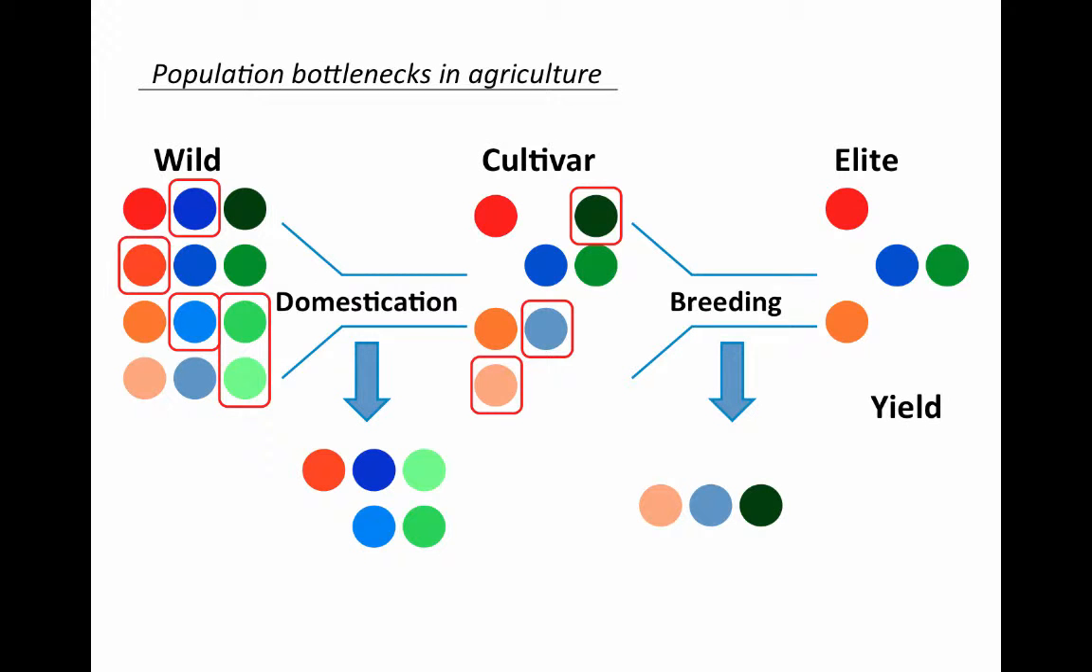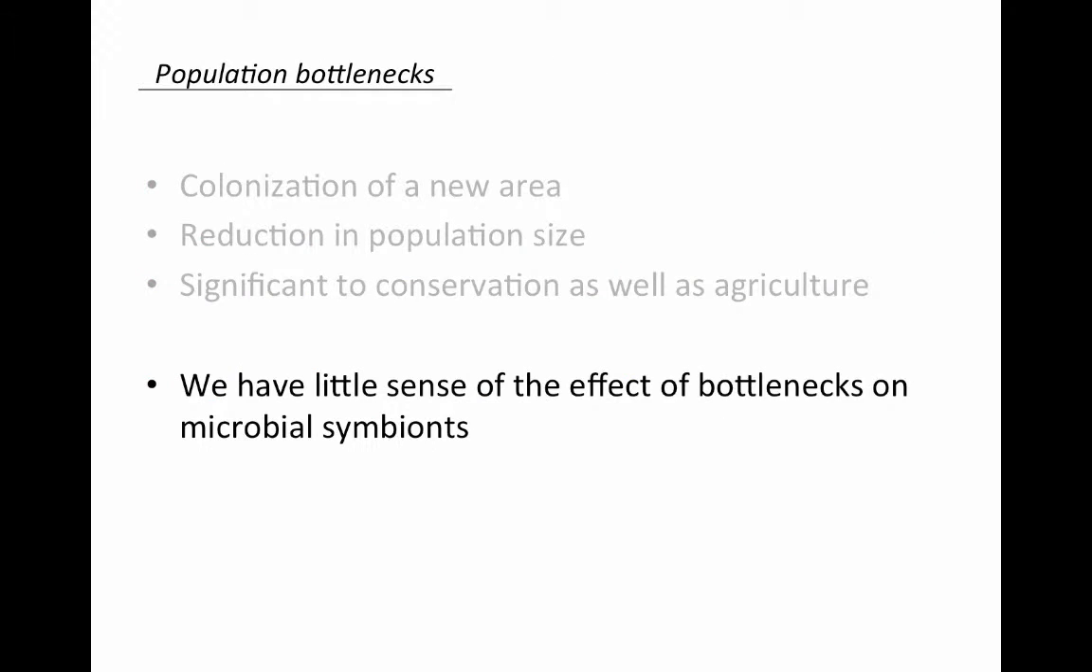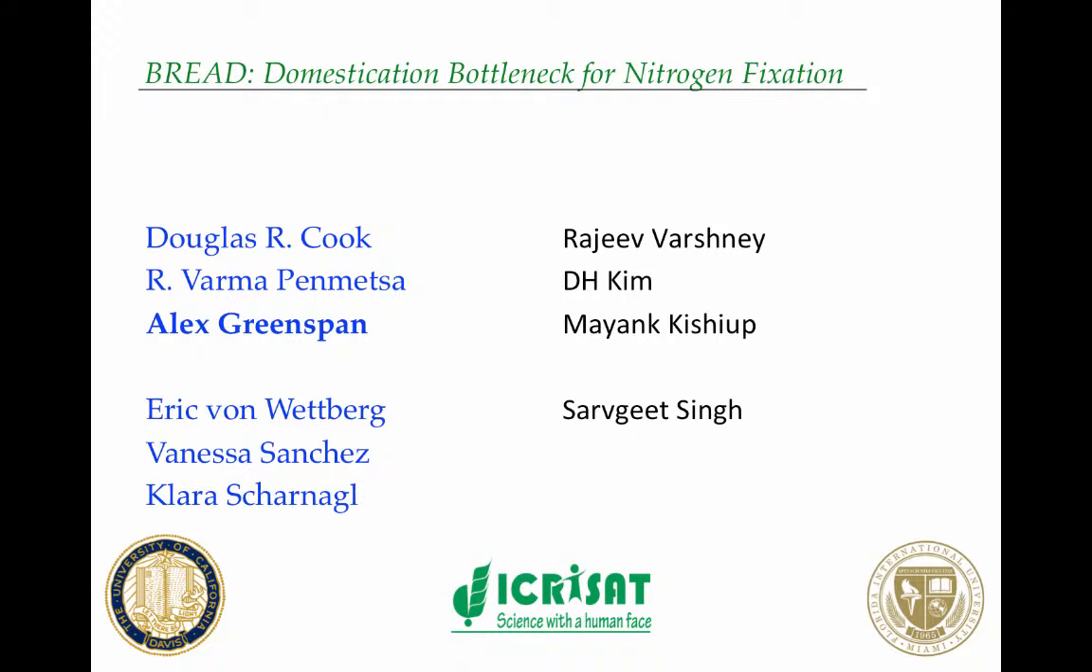So we can visualize this population bottleneck with some alleles being lost from the wild as it's turned into a cultivar or an heirloom variety. And with modern breeding over the past century, there's a further erosion of genetic variation, although yield increases. So we have little sense of what the effects of these bottlenecks are going to be on microbial symbionts. And that's one of the things that my lab and our partners are trying to understand.